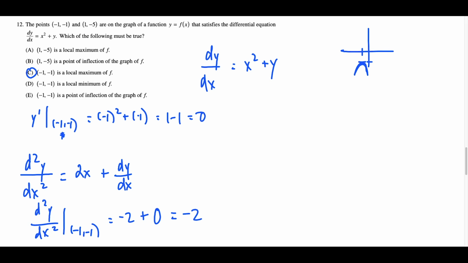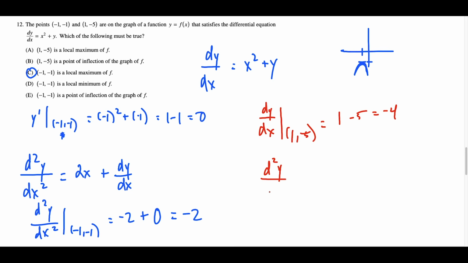Now, just to be sure, because this test is high stakes, how do you know there's nothing special going on with the second point? If you were to plug the second point, 1, -5, into the derivative, you're going to get 1 minus 5 is -4, which just tells you that the slope is negative at this place. And do we have anything special going on with the point of inflection?